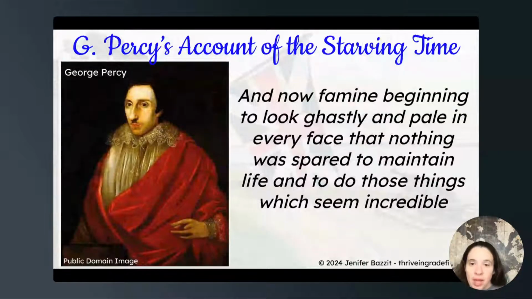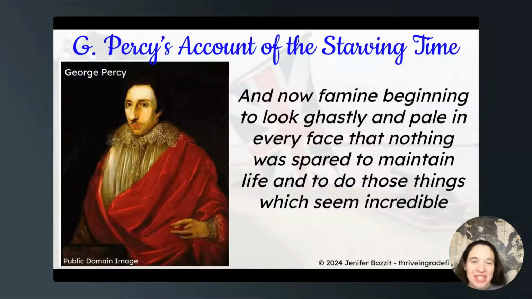And now famine, the lack of food, beginning to look ghastly and pale in every face. So everyone is pale, everyone is desperate. That nothing was spared to maintain life. So they ate anything they could possibly eat, and to do those things which seem incredible. So to us, the things that they were eating seem horrific.